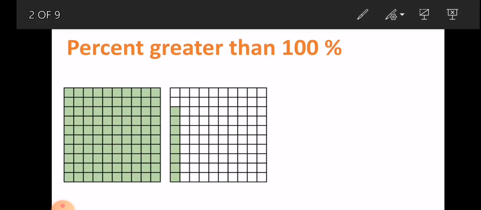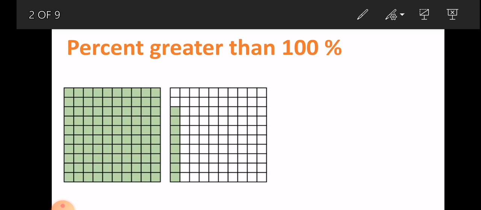Let's start. We are still completing the explanation of the percent, how to find the percent of a number. Let's see what we are learning today. Today, first I want to explain for you what percent greater than 100% means.